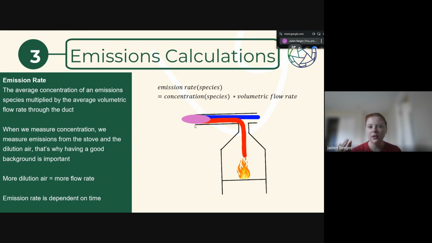And so several of the steps in our data processing steps, before we get fully to emission calculations, are trying to separate back out the red and the blue, because all we're interested in is the red. We don't really care about the CO and CO2 and PM that's in the room. That's not super important to us. We just want to know what's coming from the fire. So that's why our background subtraction is really helpful. That step is basically looking at the blue before we add any red so that we can subtract it out from all of our readings.